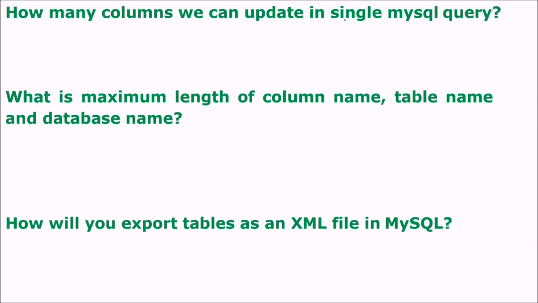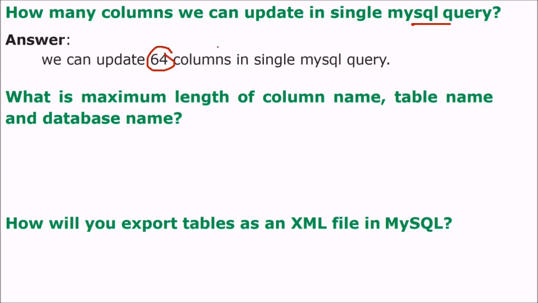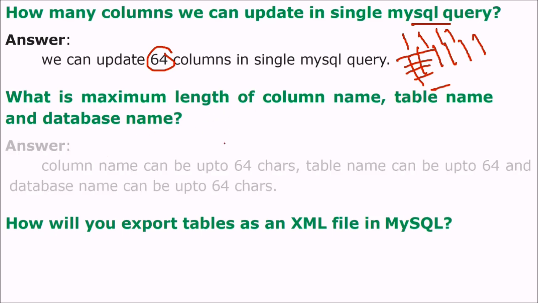How many columns can we update in a single MySQL query? So we can update up to 64 columns in a single MySQL query. 64 columns, not rows. No, we are not talking about rows. Rows depend on how many rows there are. We are talking about the columns, that is, the attributes.